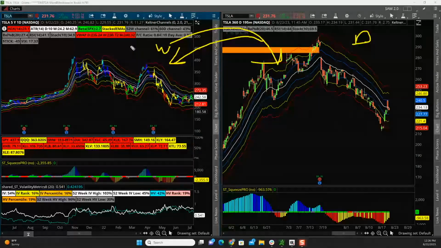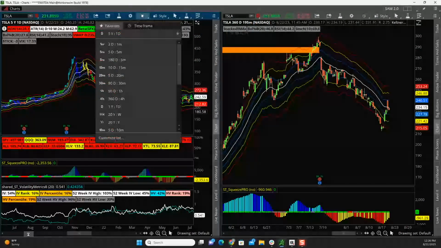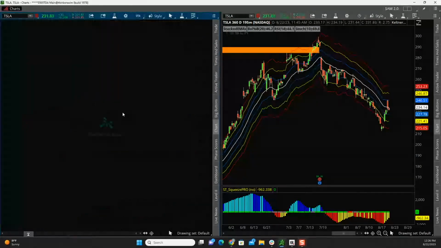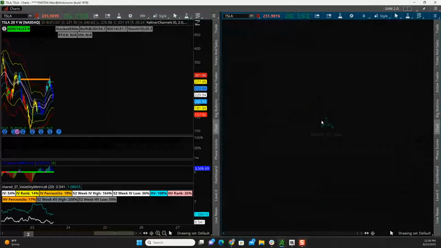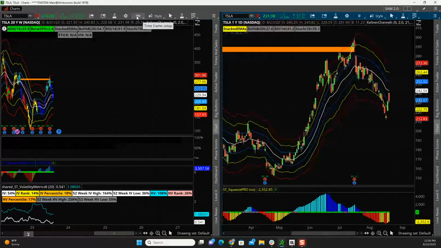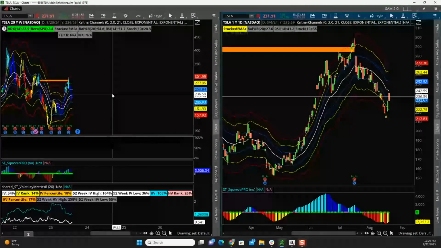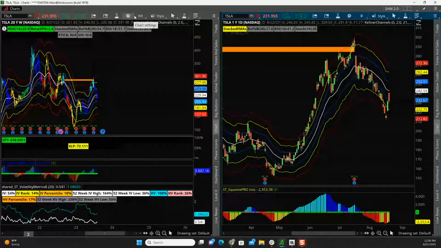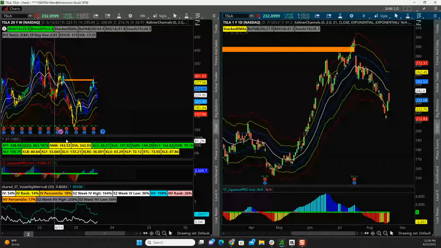You simply click it. If you want the weekly right here, all you have to do is click your time frame and hit weekly, and then boom, now your weekly chart is right here. And if you wanted this one daily, you just go here, boom, daily. All you have to do is hit your time frame selection right here. Yes, the indicators and studies move with the time frame selected, so they all correlate. Now this is the weekly information for Tesla.